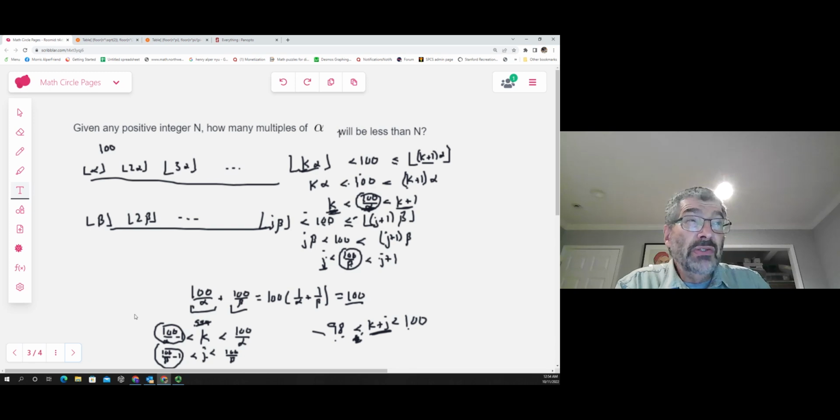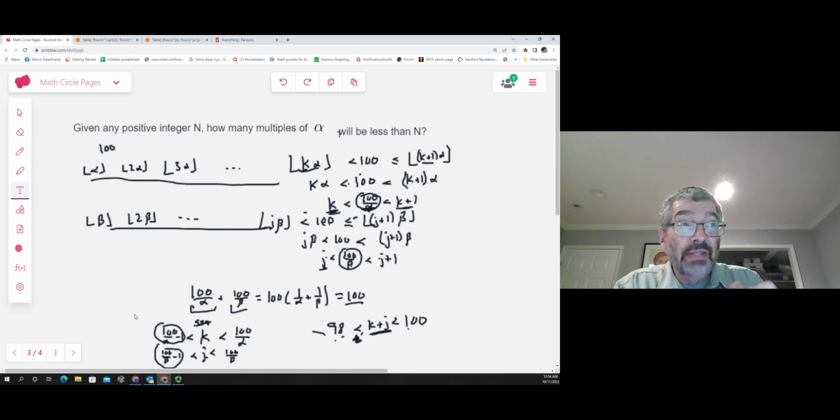So we can solve for k and we can solve for j in terms of 100, alpha and beta, right? K, if just k times alpha is less than 100, just divide both sides by alpha. The integer k, right? K is an integer that you multiplied alpha by. That integer is less than 100 over alpha. But k plus 1 is bigger than 100 over alpha. Right, we're just taking k times alpha less than 100 less than k plus 1 times alpha and dividing all three of those by alpha. Similarly, j is less than 100 over beta, which is less than j plus 1.